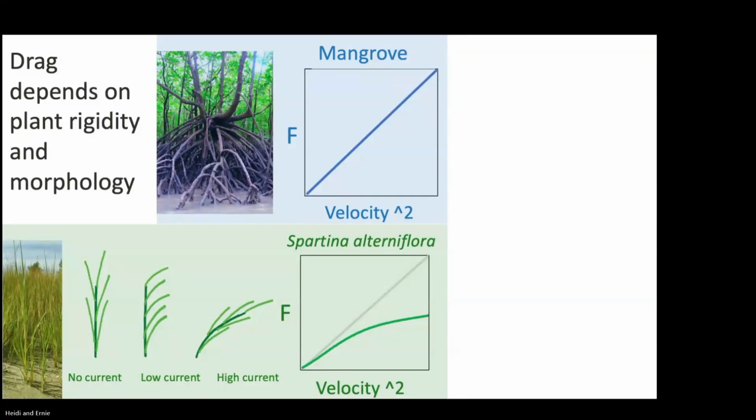If the stem and leaves were rigid and always stayed in the first posture, the drag would increase linearly with velocity squared, shown here in gray. But because of the reconfiguration, drag is reduced compared to the rigid posture. Importantly, this means that the typical drag coefficient formulation used in many simulations would have to be a function of velocity in order to capture this behavior.